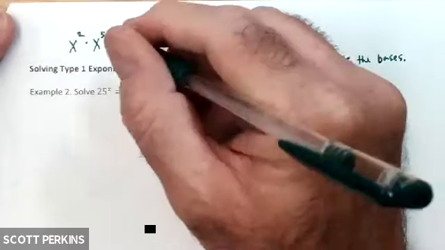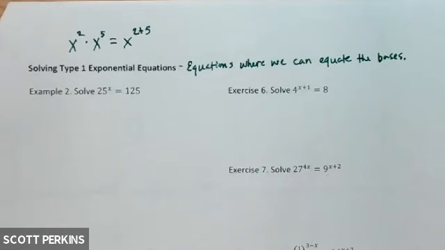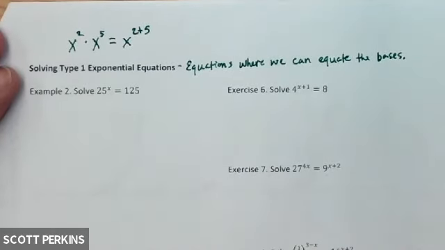And then 2 plus 5, and I'm just going to write that, which would be 7. You can finish that up. That's called the product rule of exponents. I don't care if you remember that name or not. I just want you to remember what to do.